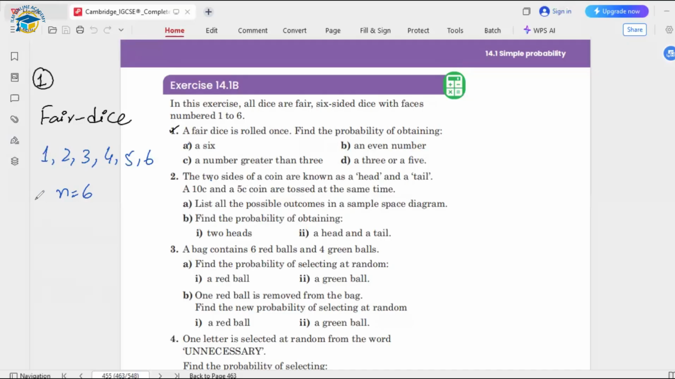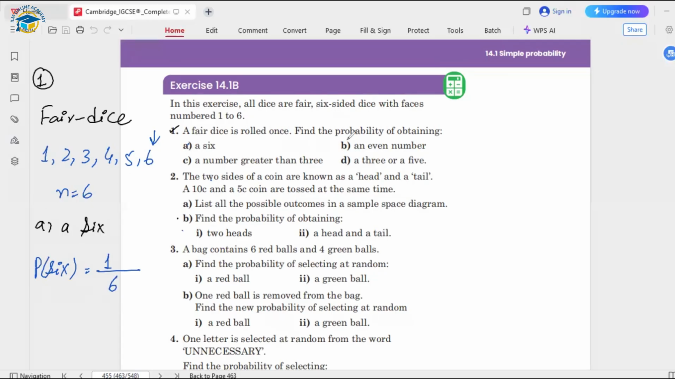So part A is that we need to find the probability of getting a 6. How many times can we get a 6? We only get a 6 one time out of 6, since the dice is rolled only once. So 1 out of 6 is the probability for part A.